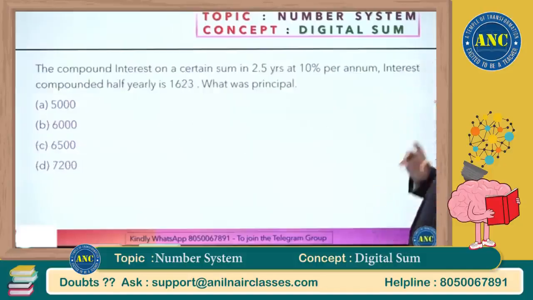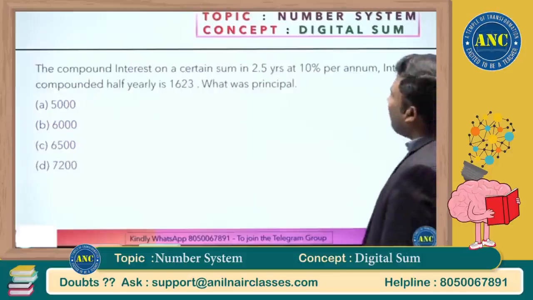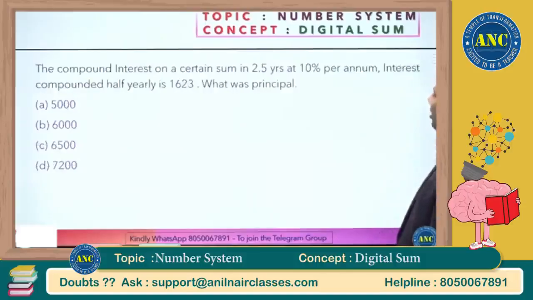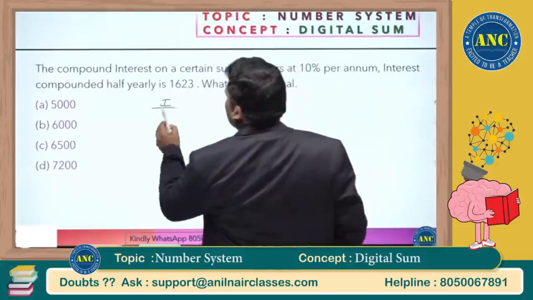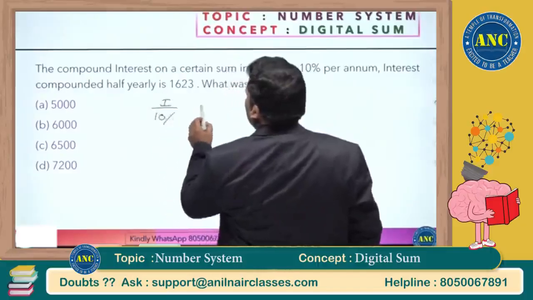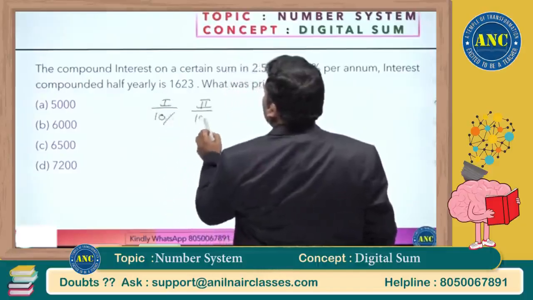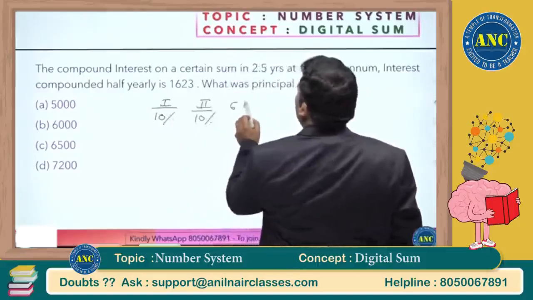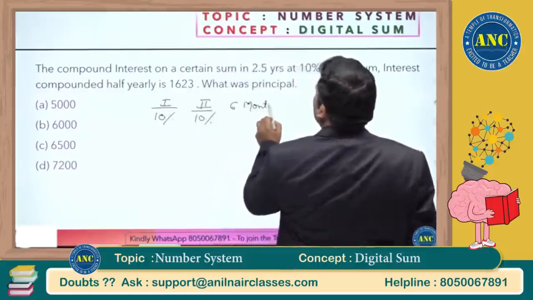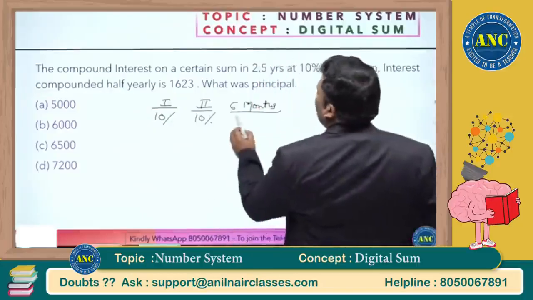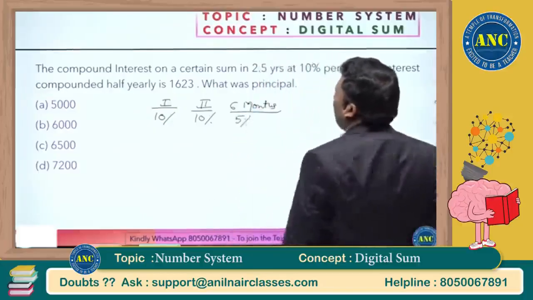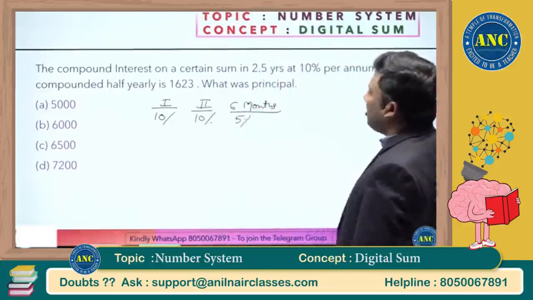The compound interest on a certain sum in 2.5 years. First year, it is 10%. Second year, it is 10%. Third year, 0.5 years is 6 months. 1 year it is 10%, half year it is 5%. Okay.